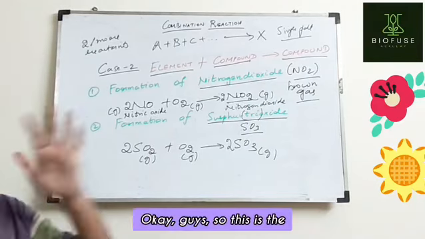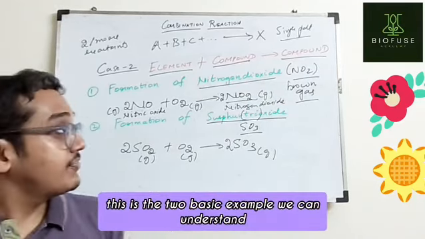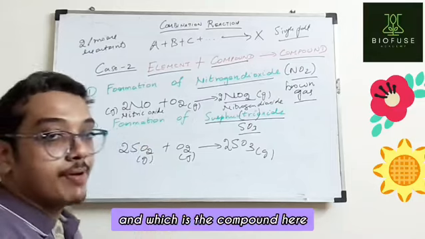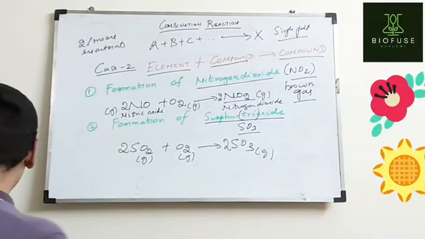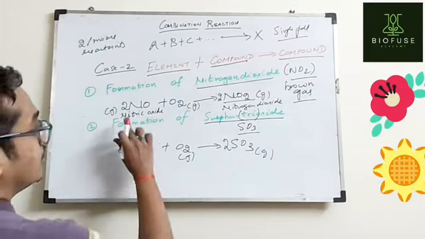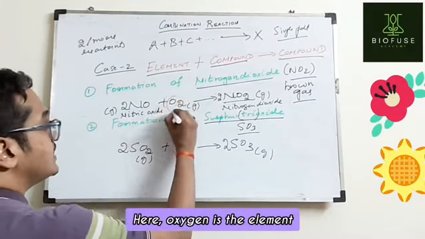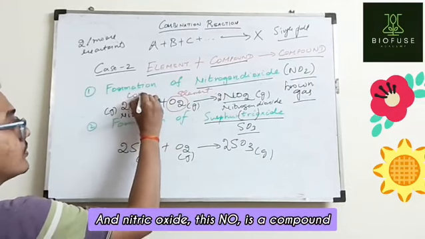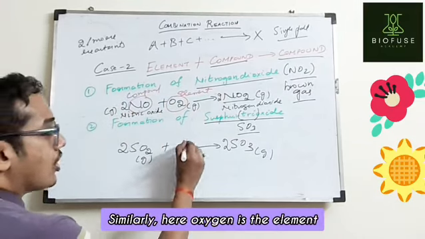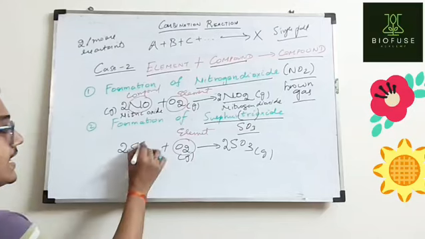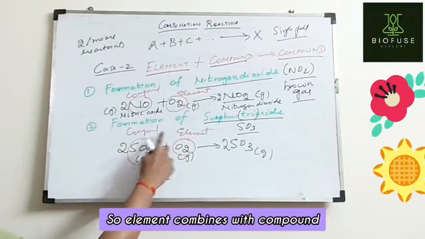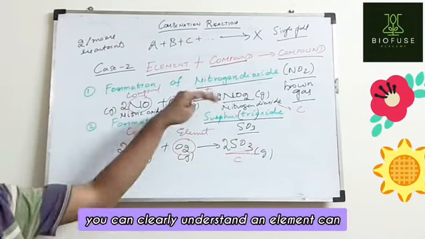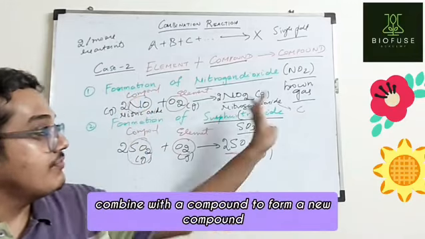Okay guys, these are the two basic examples we can understand from case 2, that is element plus compound giving compound. Now my question is, which is the element and which is the compound here? That we have to identify. Here oxygen is the element and nitric oxide, this NO, is a compound. Similarly, here oxygen is the element and SO2 is the compound. So element combines with compound, this is also a compound, and nitrogen dioxide is also a compound. In this way you can clearly understand an element can combine with a compound to form a new compound.